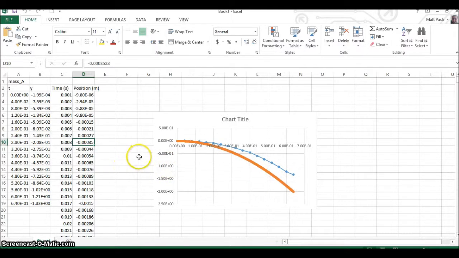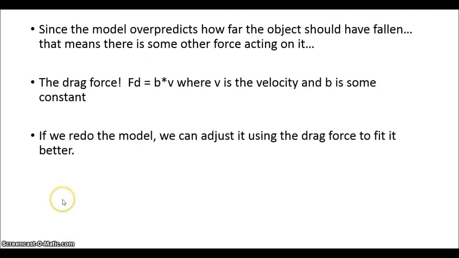So this means that we probably have some other force than just gravity here. Knowing that the model overpredicts how far the object should have fallen, it means there's some other force pushing up on the object, preventing it from falling at a straight 9.8 meters per second squared. So the other force acting on it has to be the drag force. The drag force is basically the force of air resistance or other things that stop objects from falling at that sheer 9.8 meters per second squared.